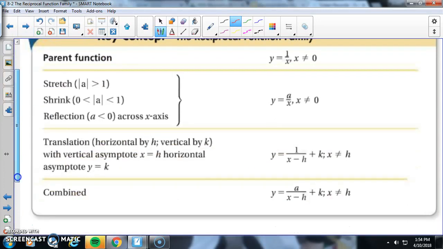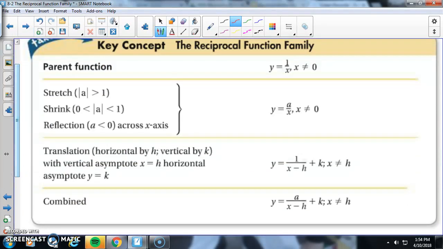This is what you should write down. Our reciprocal function family. Our parent function is y is equal to 1 over x, where x cannot be equal to 0. A vertical stretch is when the absolute value of a is greater than 1. A shrink is when it's between 0 and 1. Reflection is if we are negative.